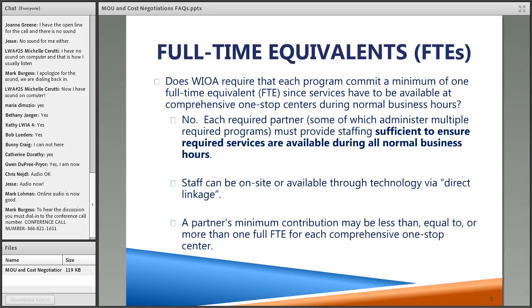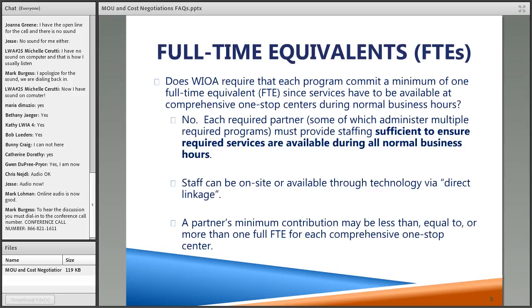So a partner's minimum contribution may be less than, equal to, or more than an FTE. Again, that's something to be worked out locally, and there is no defined standard at a state level that suggests what the floor or ceiling on FTE contributions are.